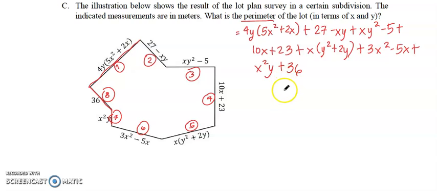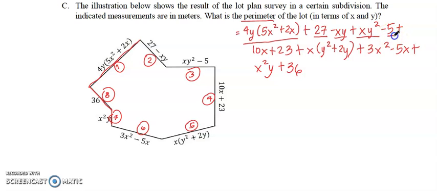I think the tricky thing here is only that it's very lengthy. But do not be afraid of that because we'll just follow GEMDAS. Look at the bigger picture again. How many terms do we have here? This is one term because you are multiplying 4y with this parenthesis here. So one term. Next term, we have 27. Next term, xy. Next term, xy squared.